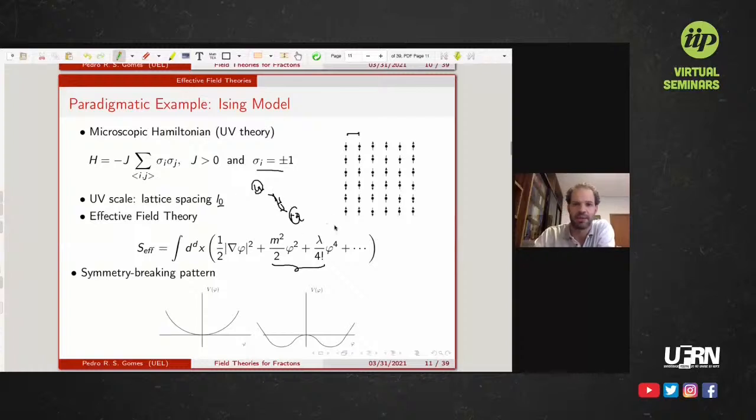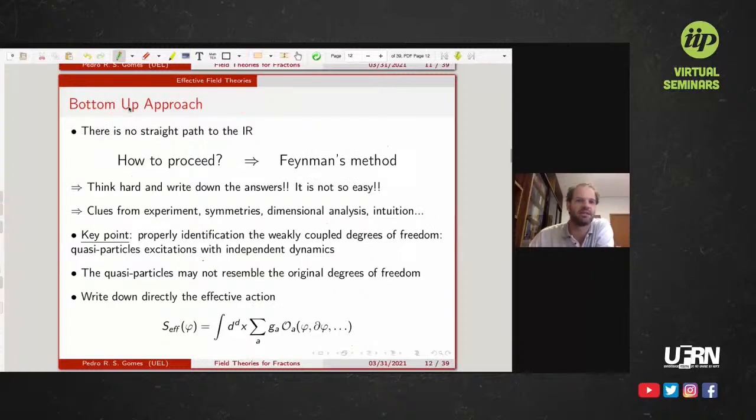All right, now let's discuss the case of the bottom-up approach. So in this case, there is no straight line to the infrared, and the question is how to proceed. So we can use Feynman's method. What is Feynman's method? Think hard and write down the answer. It's not so easy to do this. And more seriously, we can get clues from experiments, symmetries, dimensional analysis, and intuition, and I think that could be helpful here. And the key point is the proper identification of the relevant degrees of freedom.